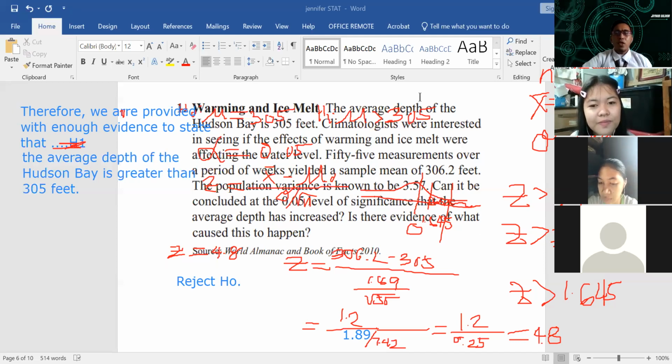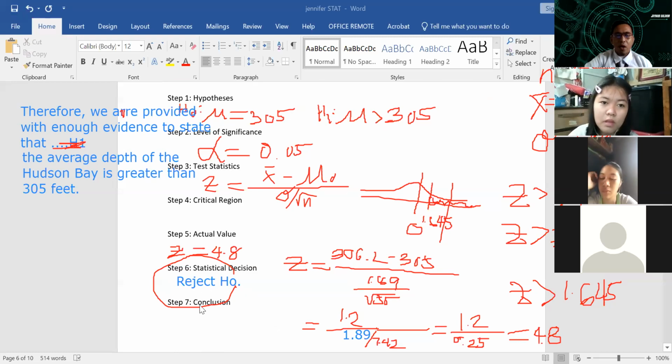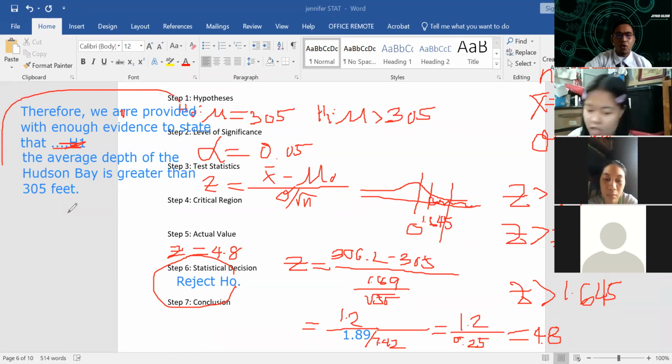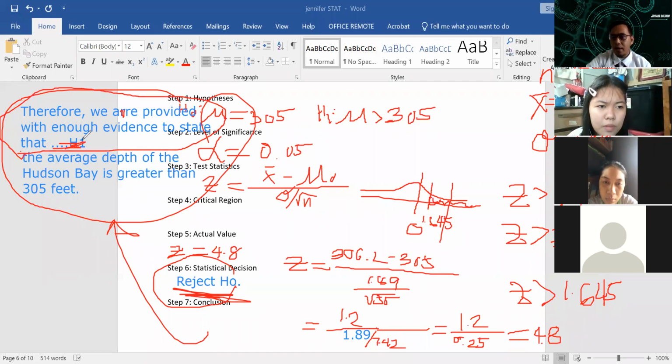Now, sir, how about if our statistical decision is do not reject? Where do we give the conclusion? If do not reject, you follow the same form: therefore, then H sub 1. But you put directly, we are not provided. We are not provided, you add that there if it is do not reject. Understood?